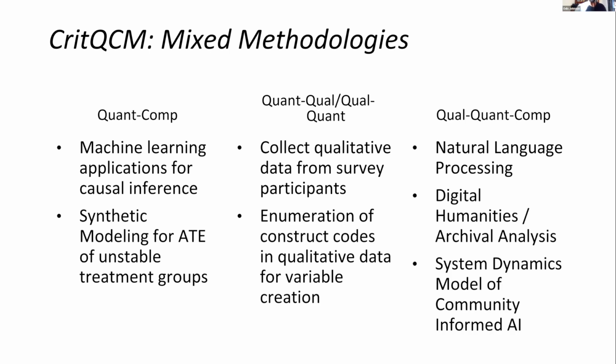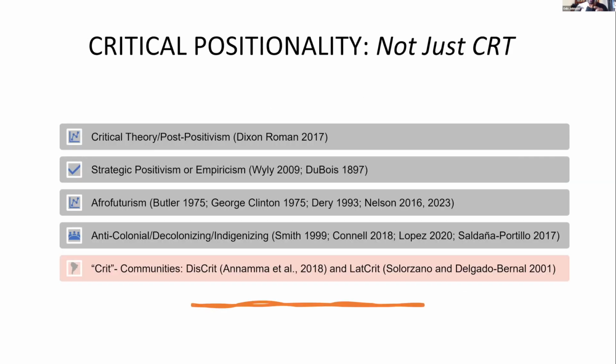Now, critical positionality, when I said that, is not just critical race theory, it also includes critical theory, like the post-positivist work of the critical material feminists that are really advocating for a more diffractive methodology in which we can situate statistical models alongside other ways of representing experience and behavior and thinking.